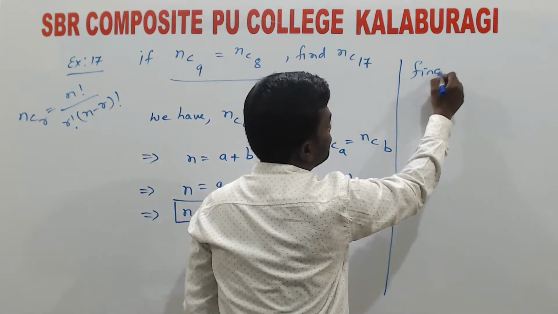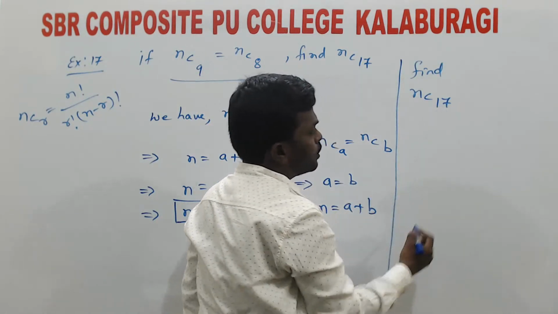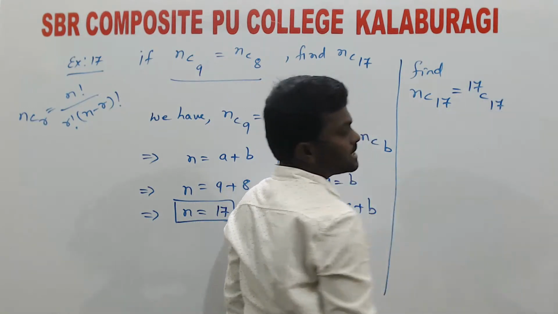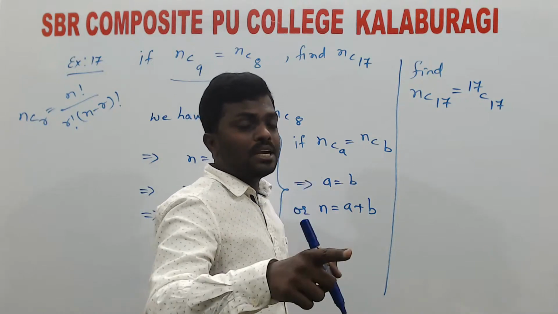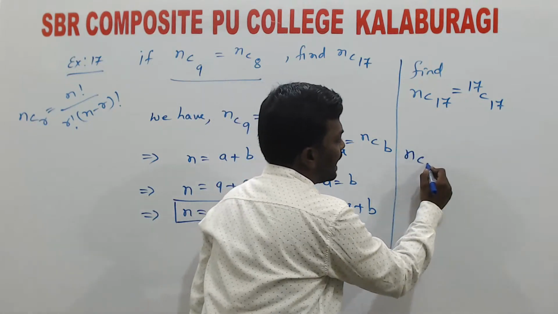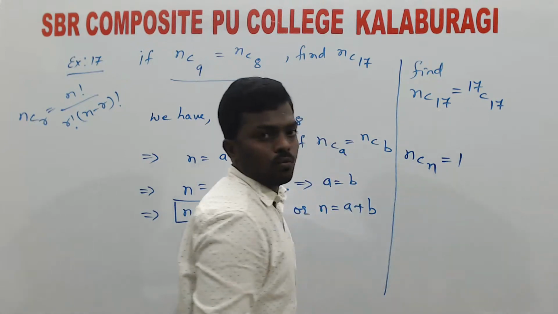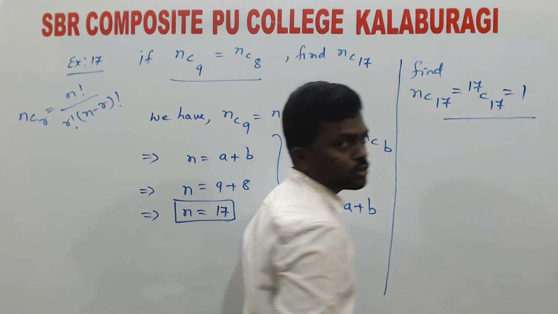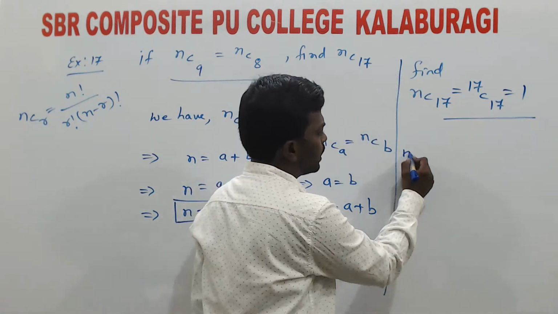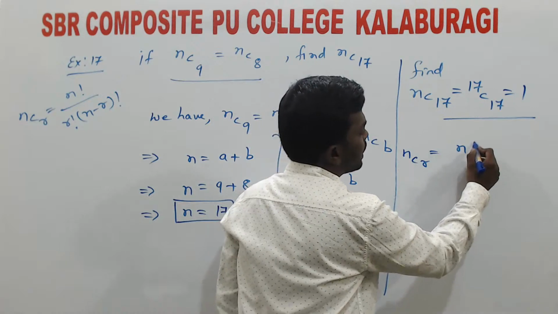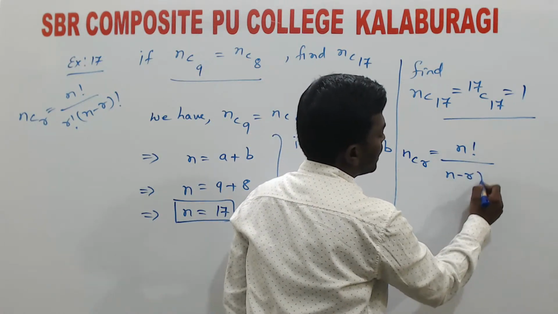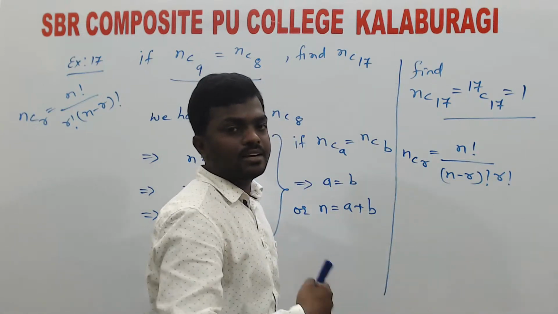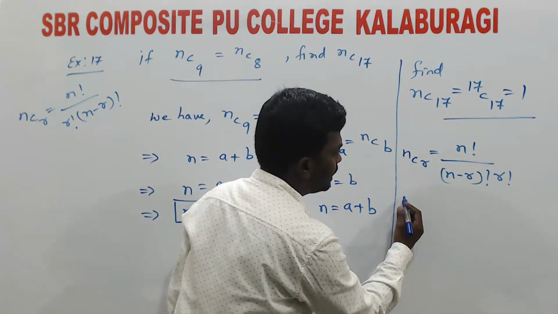And what they are asking us to find is nC17. Just now we have solved that the n value is 17. So 17C17. And in the property cases, we have seen what nCn is. nCn is 1. So 17C17, write it directly. It's nothing but just 1. You can check by the formula also, don't worry. So nCr, what's the formula? n factorial by n minus r factorial into r factorial, or r factorial into n minus r factorial. It doesn't matter. a into b is the same as b into a.